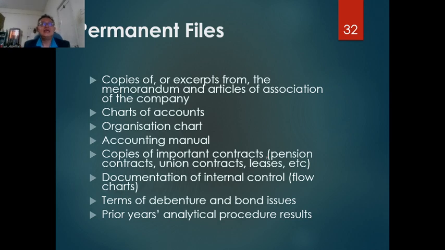Okay, what are the things in the permanent file? For example, the memorandum and articles of association, the information about what the company is doing and so on. The organization chart will not change every year. Chart of accounts, organization charts, accounting manuals, and so on. These are all the permanent or historical documents. Alright, they are in the permanent file.